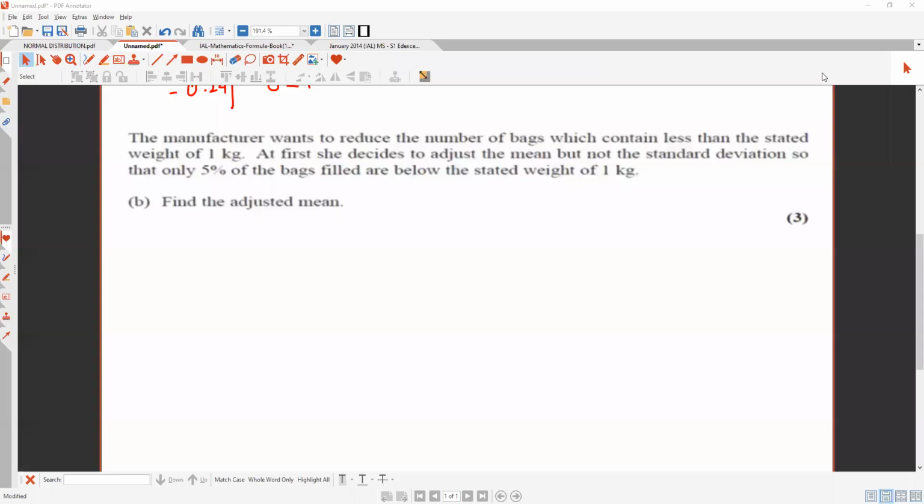Okay, so what is the meaning of 5%? I said to you guys, 5% means 0.05 is your probability.